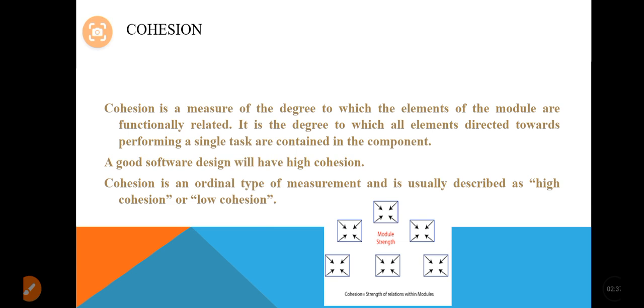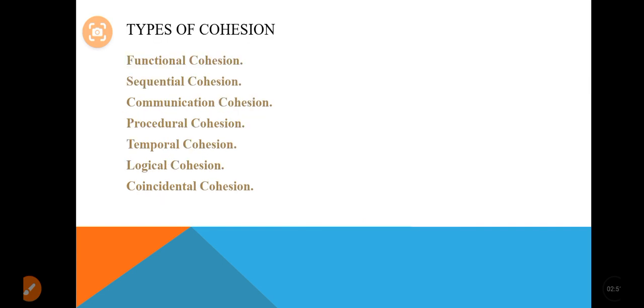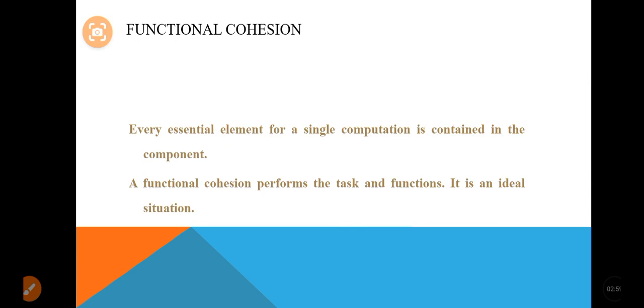Cohesion. Cohesion is a measure of degree to which the elements of the module are functionally related, to which elements are directed towards performing a single task. Good software design will have high cohesion. Types, these are in sequence: functional, sequential, communication, procedural, temporal, logical, and coincidental cohesion.